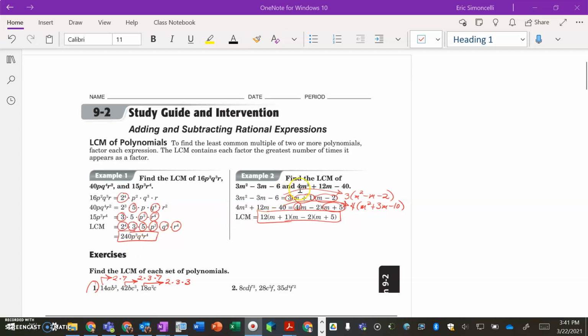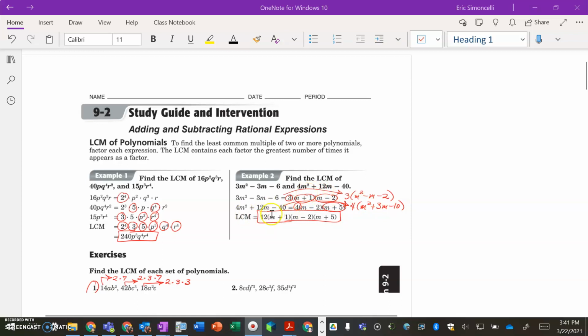Example 2. Find the LCM of 3m squared minus 3m minus 6 and 4m squared plus 12m minus 40. Okay, so the first expression is factorable as follows. 3 can be pulled out. As a matter of fact, the side work is factoring the 3, leaving you with m squared minus m minus 2. M squared minus m minus 2 is factorable as m plus 1 times m minus 2.